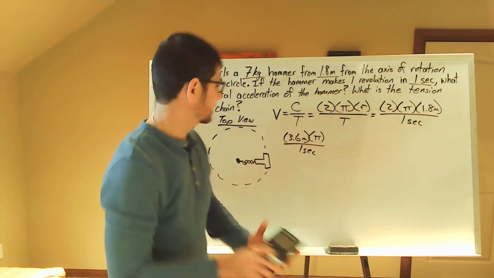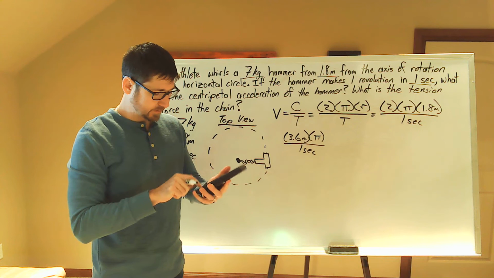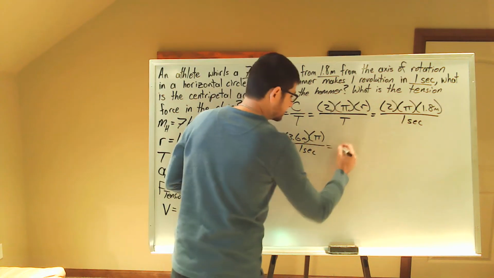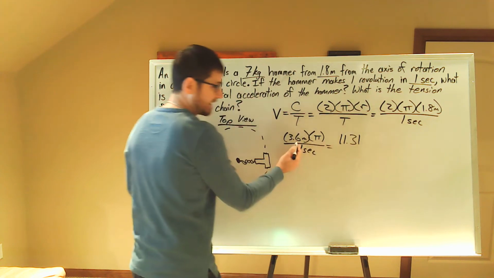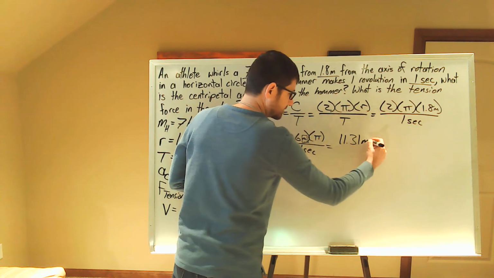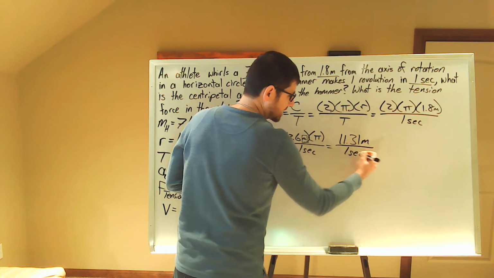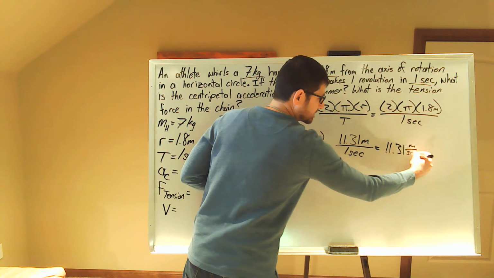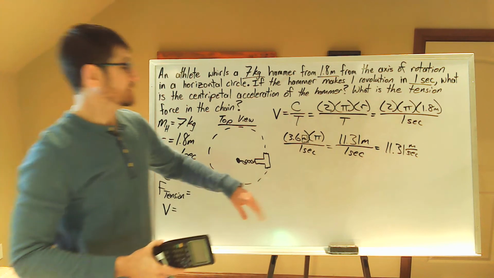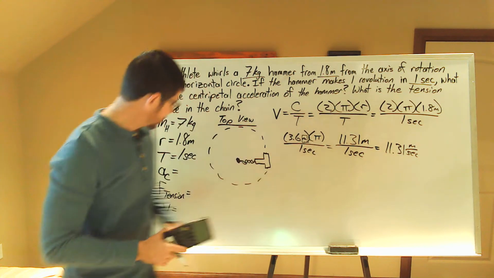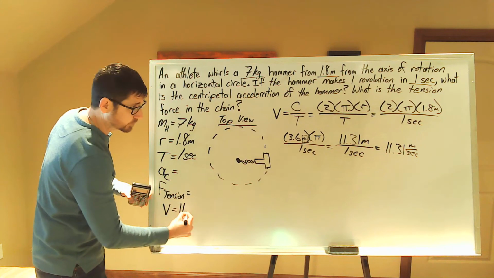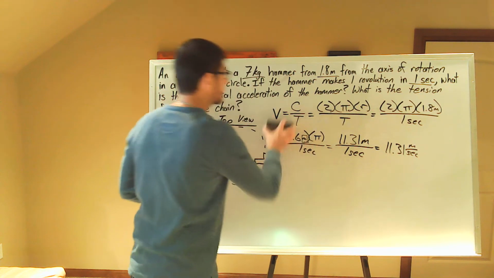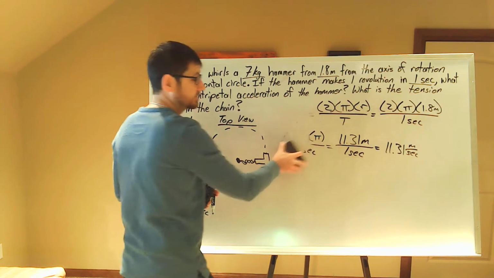So let's grab our calculator. 3.6 times pi gives us 11.31, and we have units of meters here, and we're dividing this by 1 second, so this is going to be 11.31 meters per second. Okay, now this is the velocity of the hammer. I'm going to copy this down here to save some room. Now we can calculate the centripetal acceleration of our hammer.